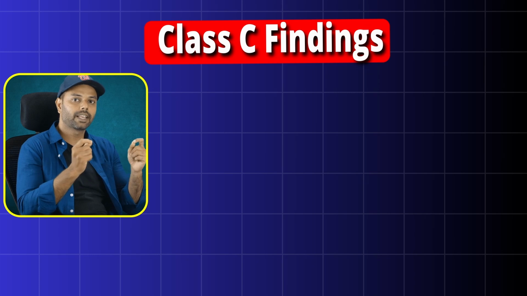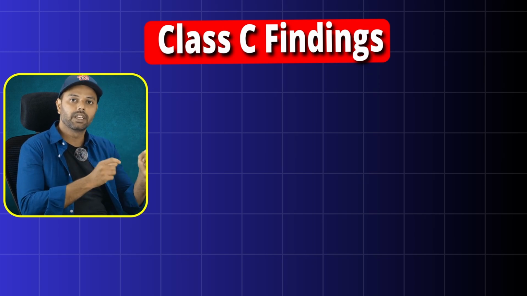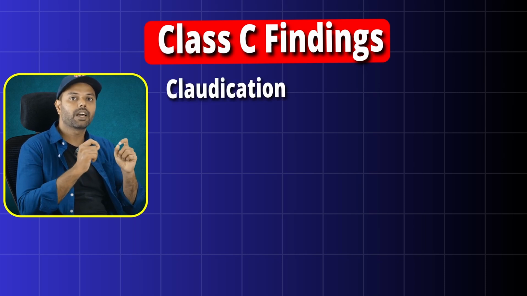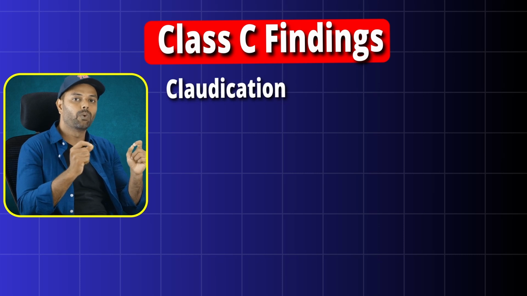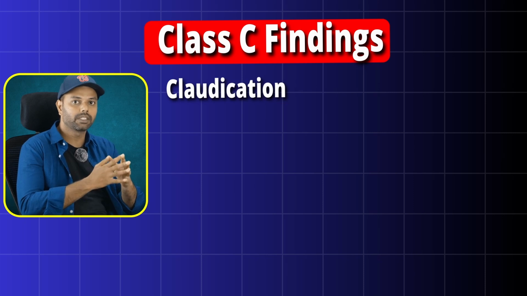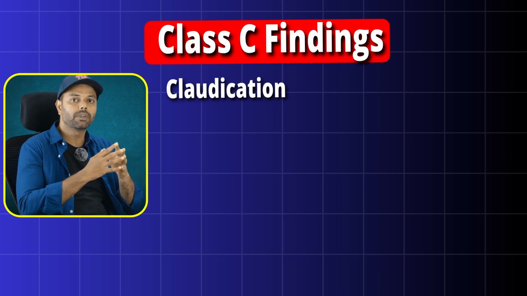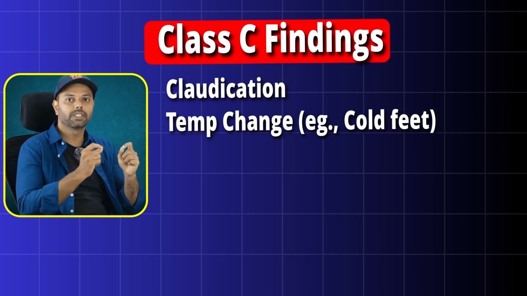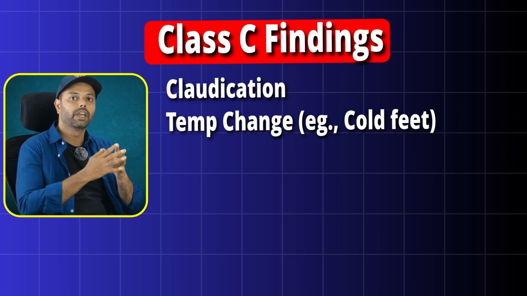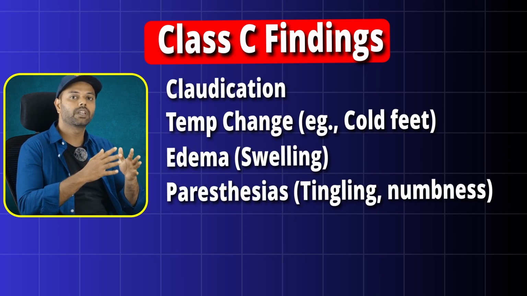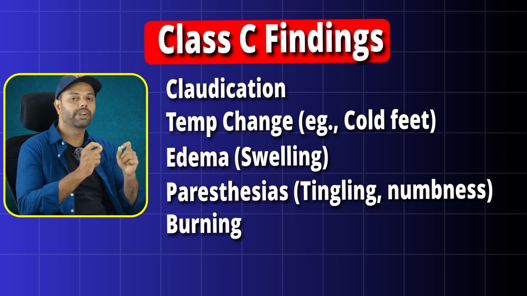Now let's see what Class C findings are. These are all the things that come under Class C findings. The first one, claudication. Claudication refers to leg pain while walking. This usually occurs because of inadequate blood supply to the leg muscle due to narrowed arteries. It's a common symptom of PAD, peripheral artery disease. Temperature changes, for example, cold feet. Edema, for example, swelling. Paresthesia, for example, tingling or numbness. And the last one is burning sensation.